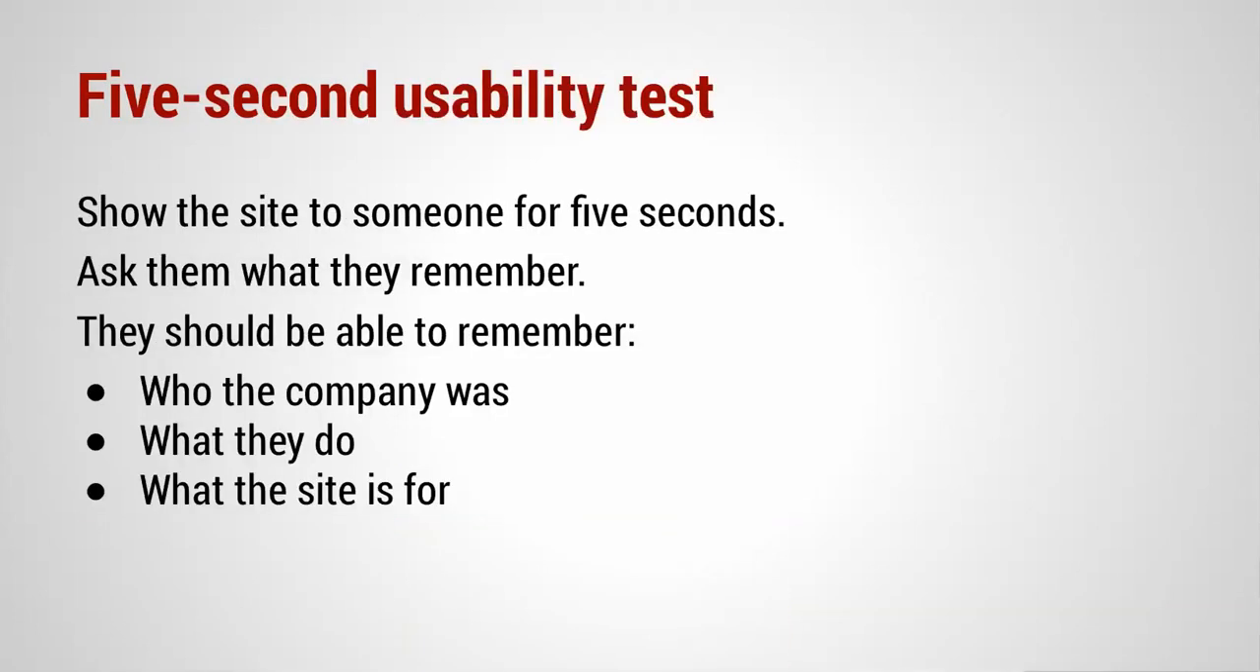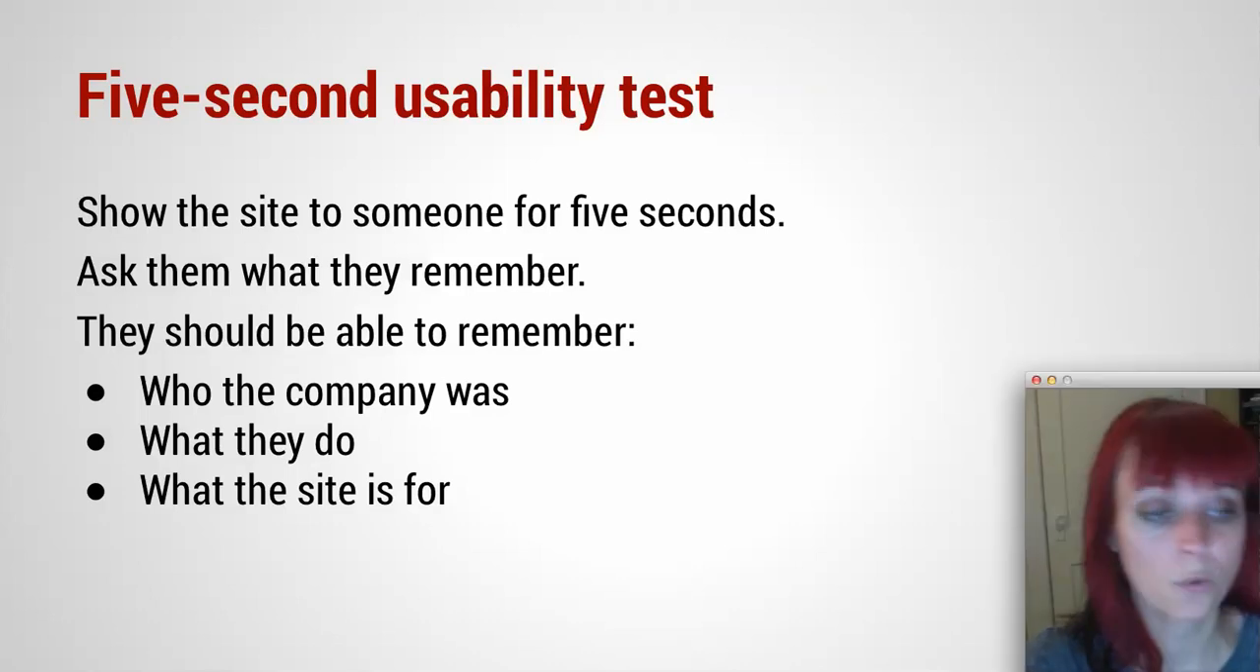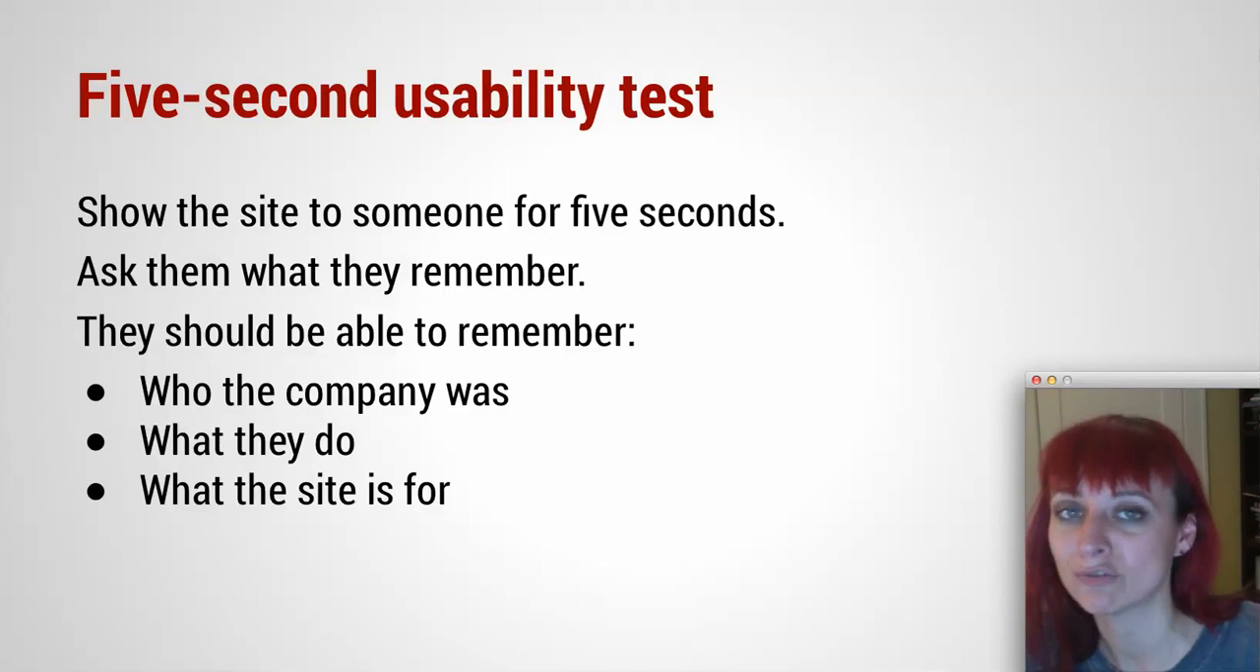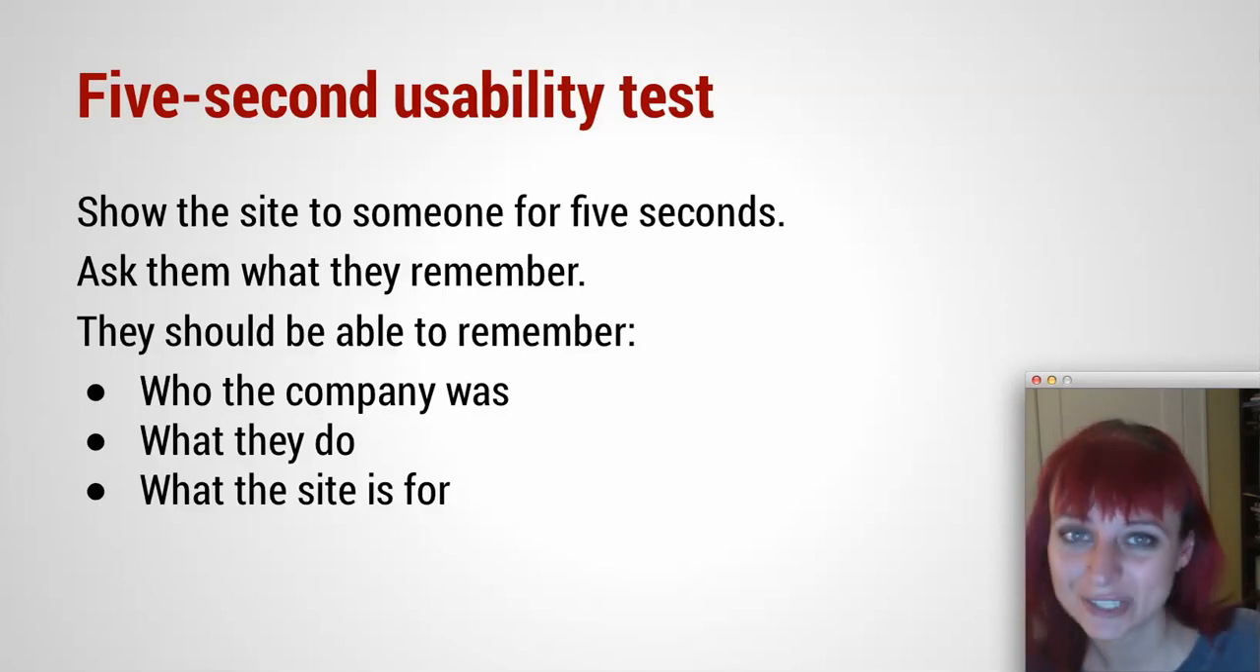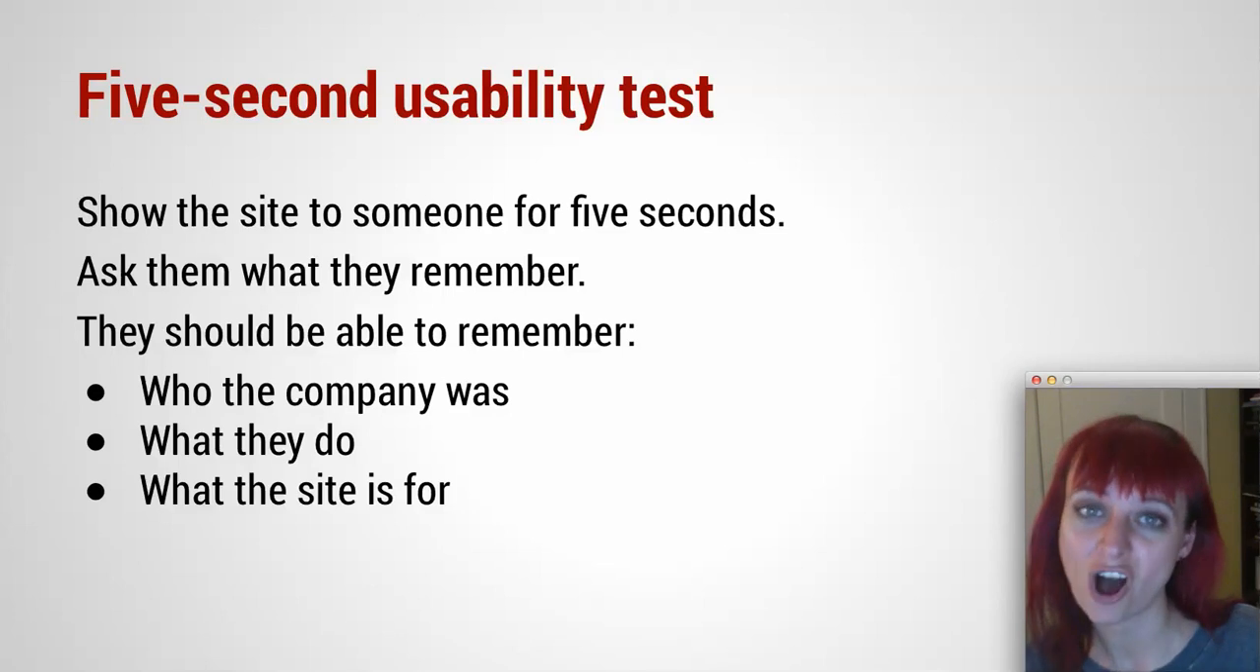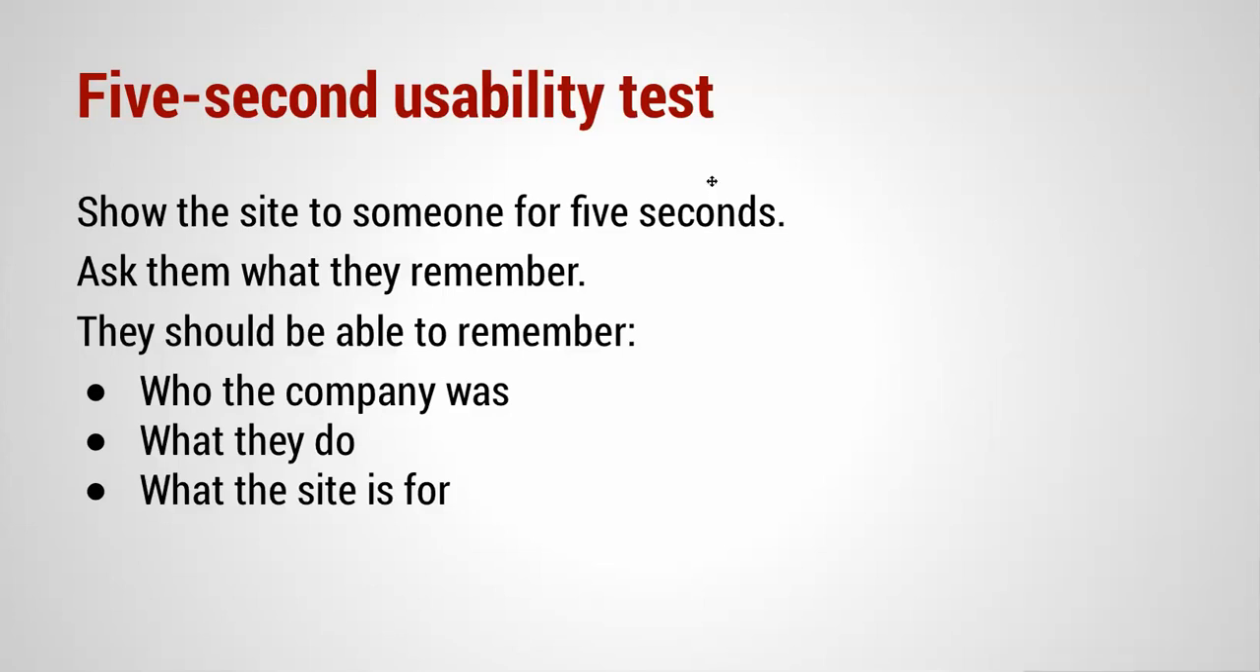Let's talk about the 5-second usability test. This is a strategy that you read about this week. Usability just refers to how easy a site is to use. Can people use it? Do they understand it? Is it easy for them to get on and do things with? So we want to do a 5-second usability test in this class. You want to take your design and show it to someone for 5 seconds. After 5 seconds, close the window and then just ask the person what they remember. Someone should be able to remember who the company was, what they do, and what and who the site is for.